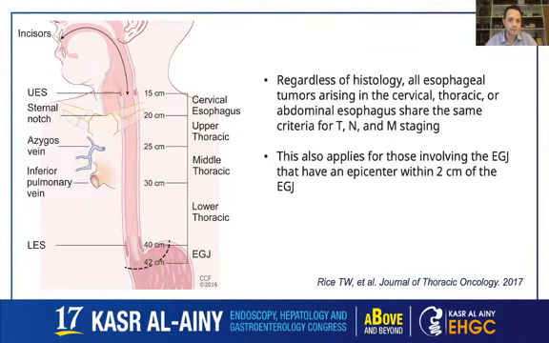So regardless of histology, all esophageal tumors arising in the cervical, thoracic, or abdominal esophagus share the same criteria for TNM staging. This also applies for those tumors involving the EG junction that have an epicenter within 2 centimeters of the EG junction. So those tumors with an epicenter more than 2 centimeters are classified according to the gastric tumors TNM.